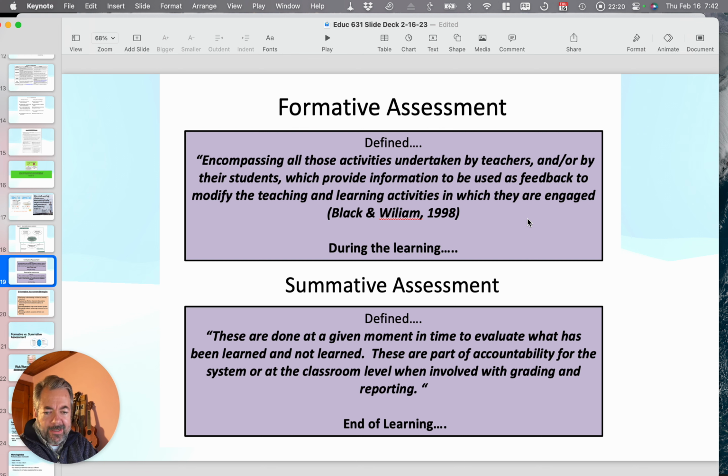Summative assessment defined: these are done at a given moment in time to evaluate what has been learned and not learned. These are part of the accountability for the system or at the classroom level when involved with grading and reporting. I would argue that both these things are given at a particular moment in time. Usually summative assessments are at the end of a unit. Or, if you're talking DIBELS or NWEA, it's on a schedule, probably quarterly or three times in a year. Where formative assessment is meant to be natural, less formal, but still you keep track of it.